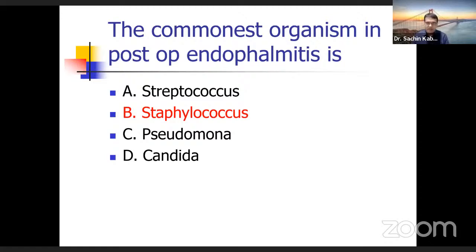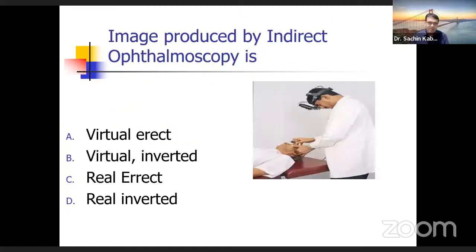Moving on to the next, again a basic science. The image produced by indirect ophthalmoscopy. All of us are used to indirect ophthalmoscopy, but a basic optics question: is it virtual and erect? Is it virtual and inverted? Is it real erect or real inverted? Well, obviously we all know it is inverted. Whether it is virtual or real is the question. I'm giving you a clue. Time starts now. Is it virtual inverted or real inverted?